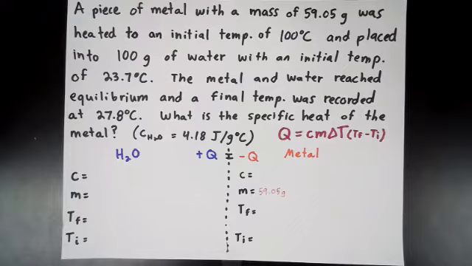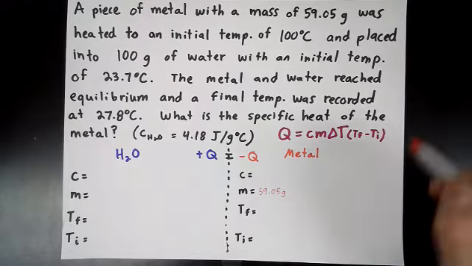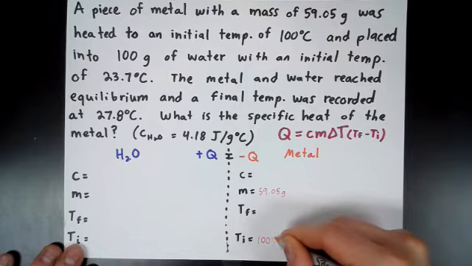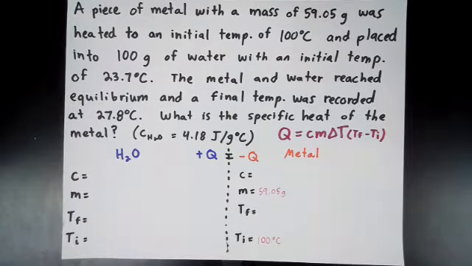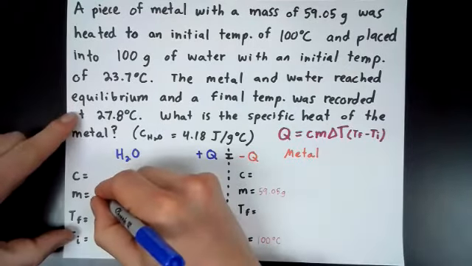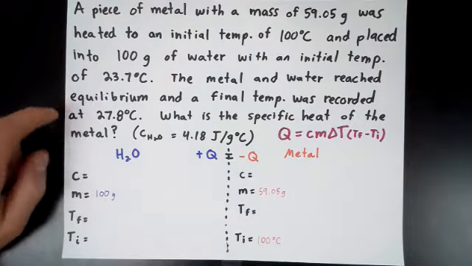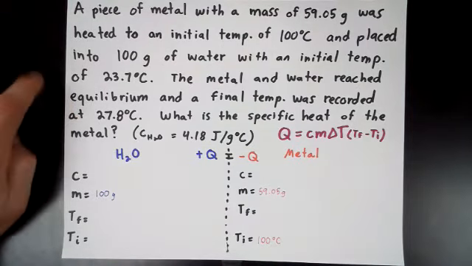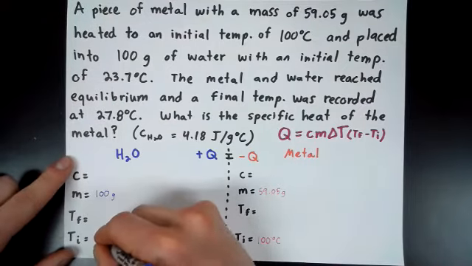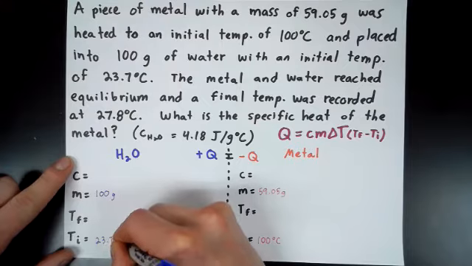As we continue to read, it says that the 59.05 grams of metal was heated to an initial temperature of 100 degrees Celsius. So we're also given our initial temperature of our metal, which is 100 degrees Celsius. I'm going to put that as my T_i, or initial temp. And that's placed into 100 grams of water. So now we have a mass of our water, which is 100 grams. And that water had an initial temp of 23.7 degrees Celsius. So I'm going to include that as my initial temperature of the water.